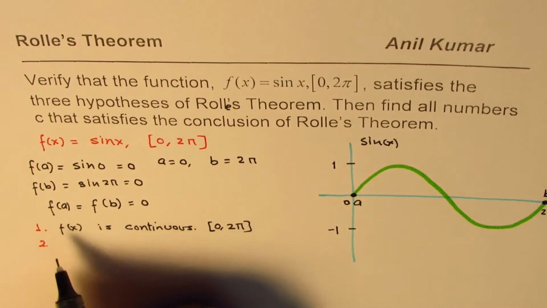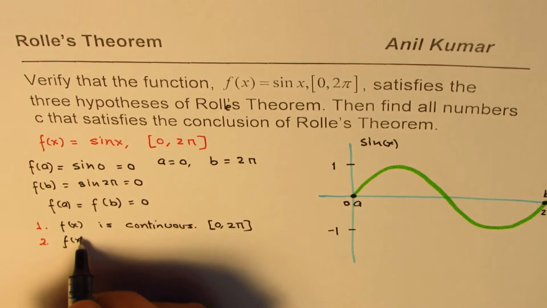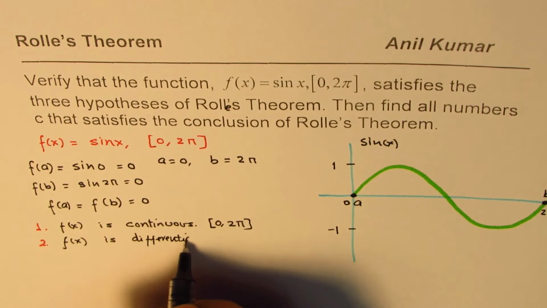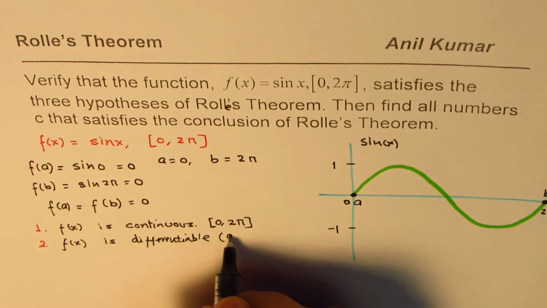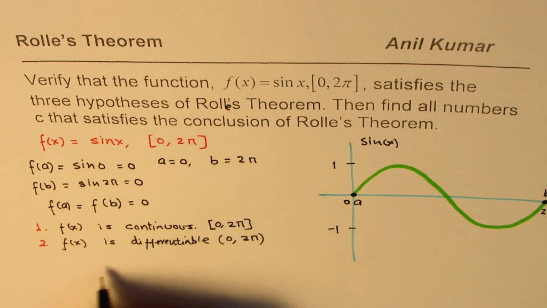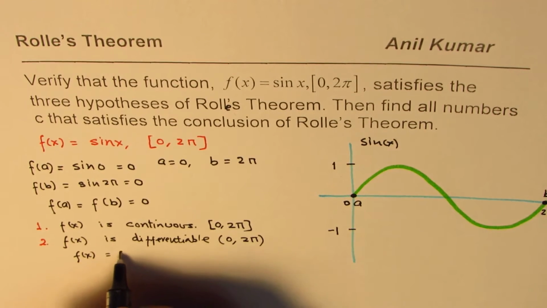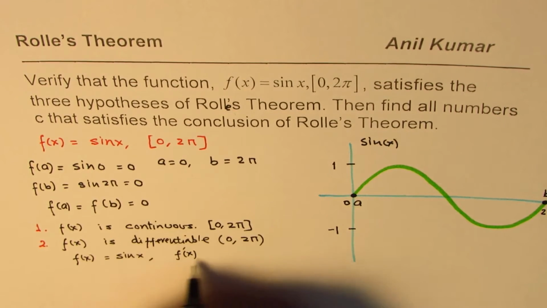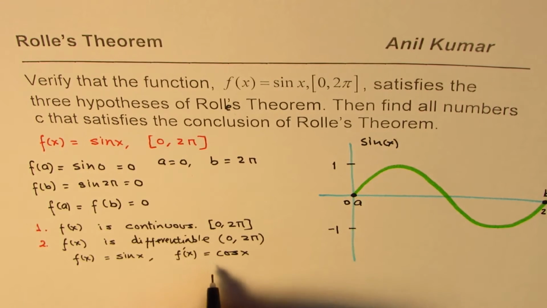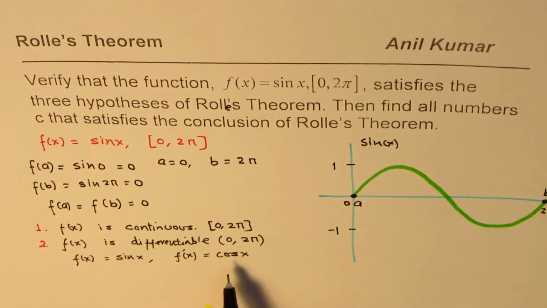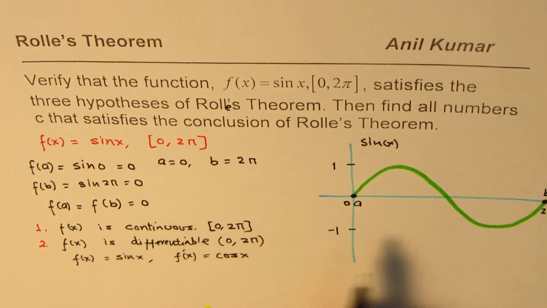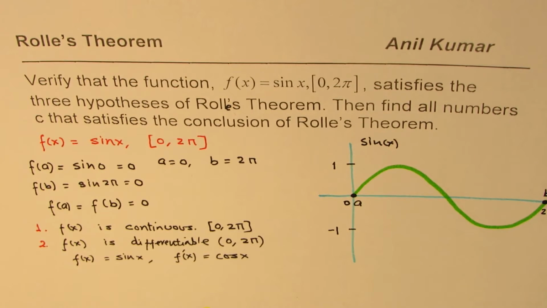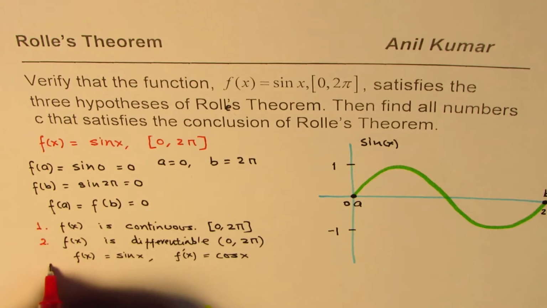The second condition is that f of x is differentiable in the open interval 0 to 2 pi. So we know f of x is equal to sine x. F dash x, the derivative, is cosine x. Now cosine x is continuous and sine x is differentiable in its entire domain, and therefore it is also differentiable within the given domain, the open interval 0 to 2 pi, right?